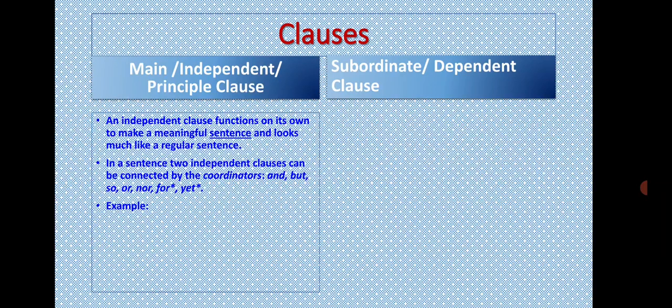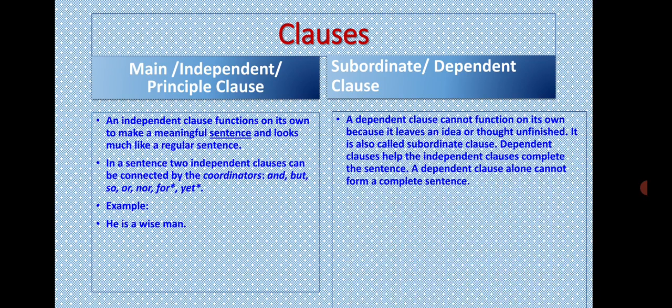For example, he is a wise man. Now, in this sentence, you will find a complete meaning with one subject and one verb. That's why it is a main clause or independent clause, which doesn't need any help of any other clause or phrase. Now we will see a subordinate clause or dependent clause.